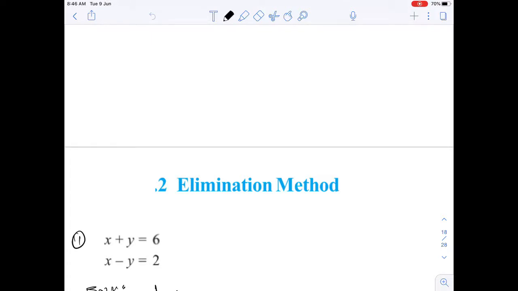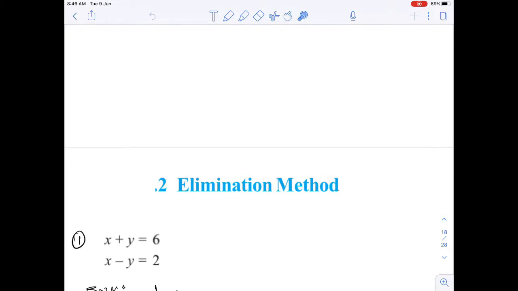So, dear students, last time we learned about the substitution method of finding the solution of a pair of linear equations in two variables. Today we are going to learn the next method, that is the elimination method of finding the solution for a pair of linear equations in two variables. Elimination, the name itself suggests that we have to remove, that is eliminate, one of the variables.